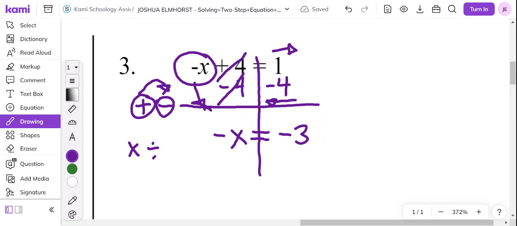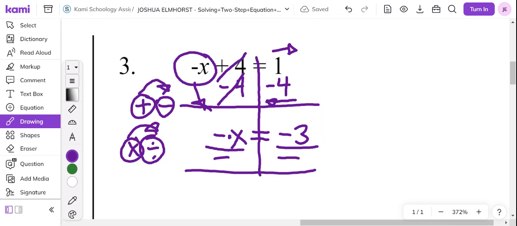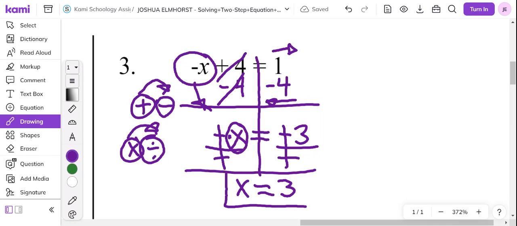Step 2, we're going to multiply or divide. Now, because this is negative, it's like multiplying by a negative. So we're going to divide by a negative to undo the multiplying. So the negative divided by negative becomes positive. Now we're left with x, which is equal to 3, and there's a negative divided by negative, which is going to be a positive.